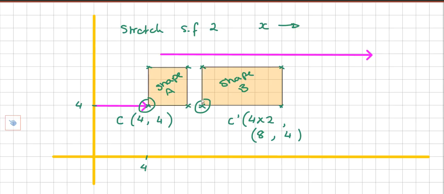So what has happened to the individual coordinate? Which one has changed with a stretch, scale factor 2 in the x direction? Which coordinate changed? Which one, x or y? X. The x coordinate changed. By how much? Scale factor of 2. Yeah.